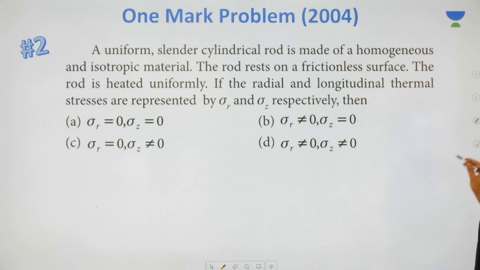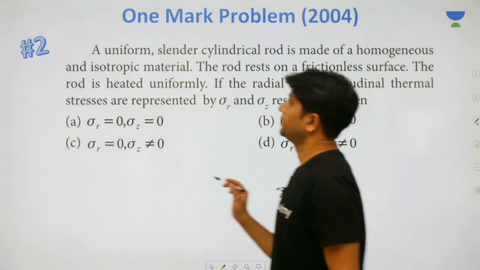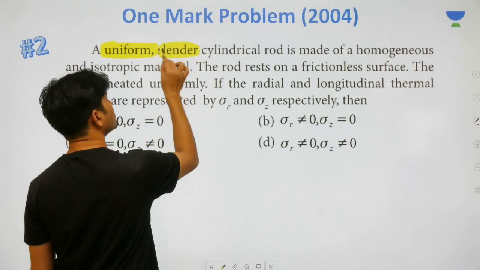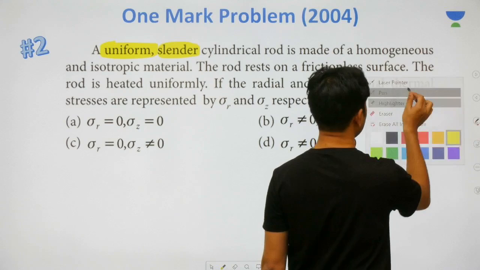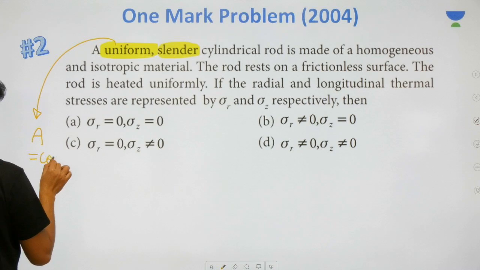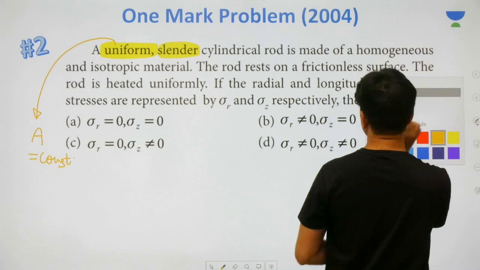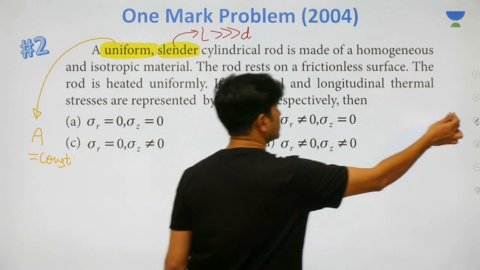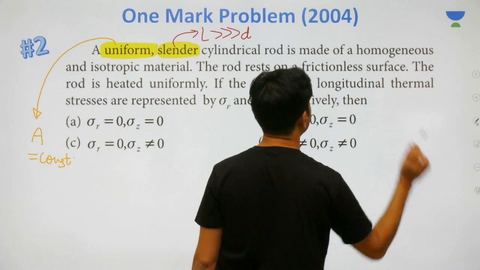The next problem is again a 2004 problem, and it says that we have a uniform, slender, cylindrical rod. Let me describe all these terms here, this is something useful. Uniform means that cross-sectional area is not changing at all, it is constant. Slender means that the length is much more than the dia. And cylindrical means that cross-sectional area is circular. And then it is homogeneous as usual, isotropic.